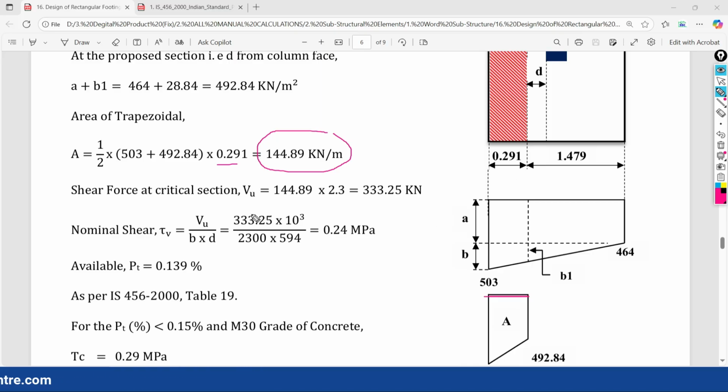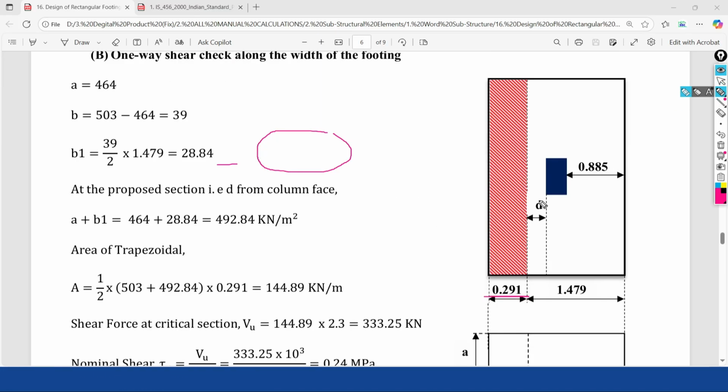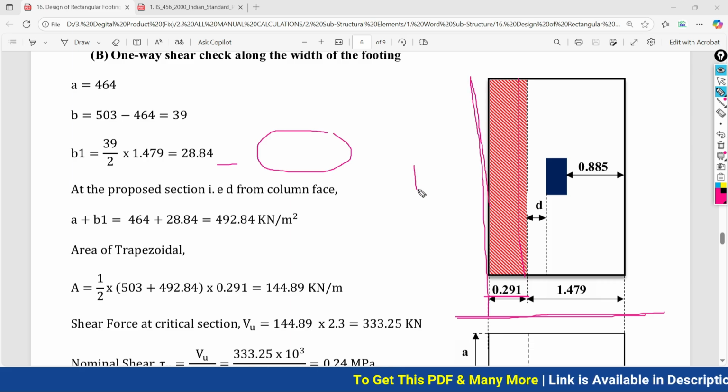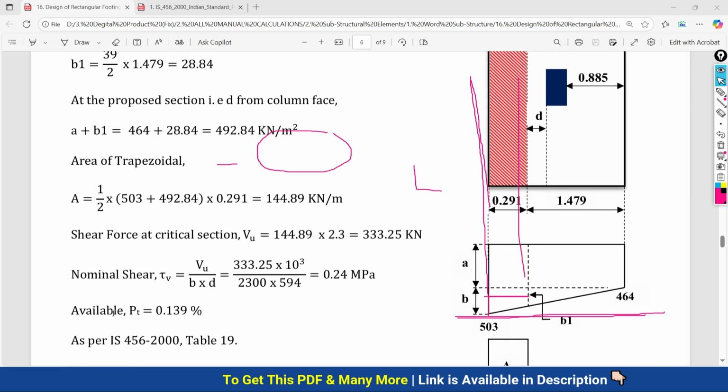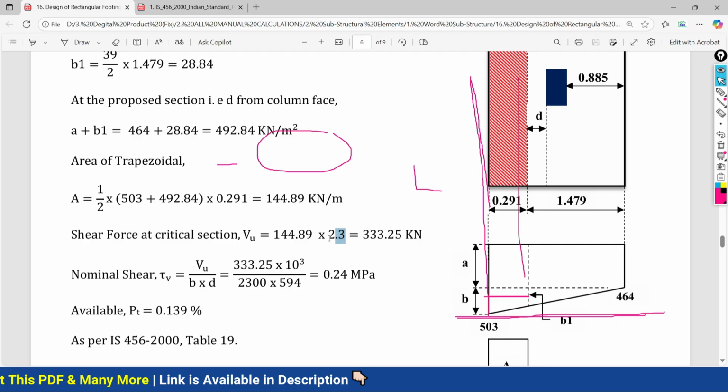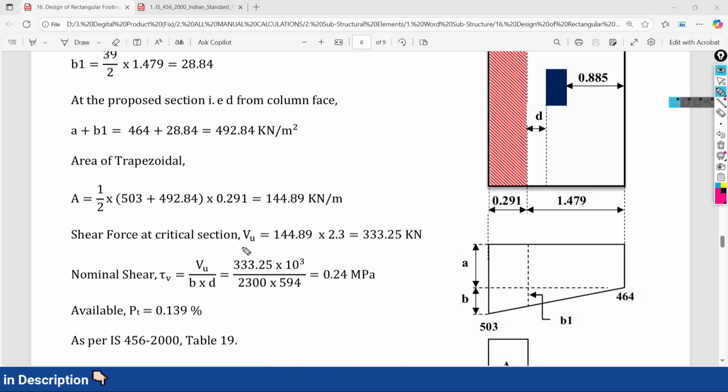So now we are going to multiply this width. Width means what? This width. This is the width of the footing or the direction of the calculation, and perpendicular to this the span is what? Your length. So we have to multiply it with length. So I am going to put here as 2.3. If you are going to put here as 2.3, so finally we are having the value of the shear force 333.25 kilonewton. This is the shear force at a distance of D for the one-way shear check along the width of the footing.